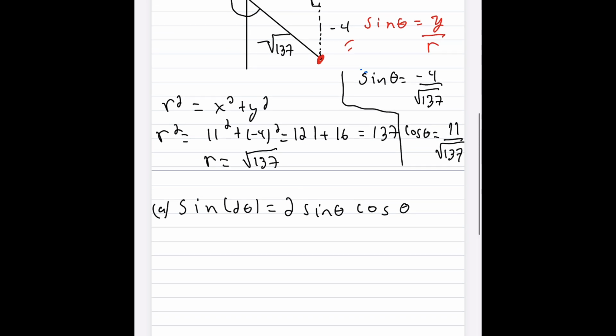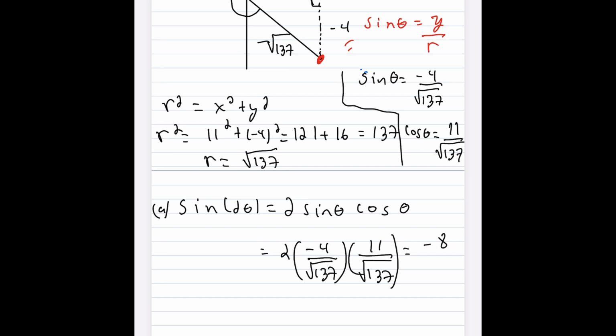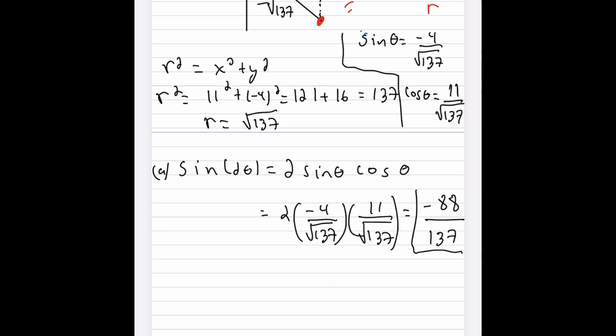And if I'm looking for A, which was sine 2 theta, all you do is replace sine theta and cosine theta with what they are. So sine theta is -4 over the square root of 137 times cosine, which is 11 over the square root of 137. And if you multiply all that together, you get -88 over 137. The square roots cancel. So that would be my value for sine 2 theta.